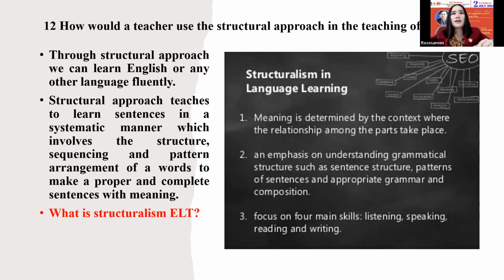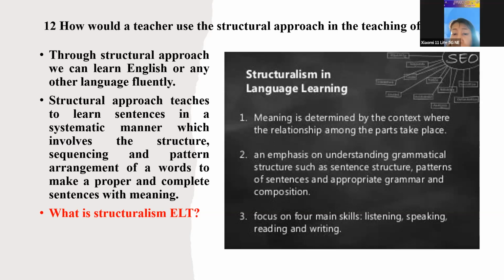Let me share. In my opinion, structuralism in ELT means that whatever field you are from, you can learn about language by using the four main skills: listening, speaking, reading, and writing, and by understanding the grammatical structure. That's what I think. Thank you. You can add one more point.